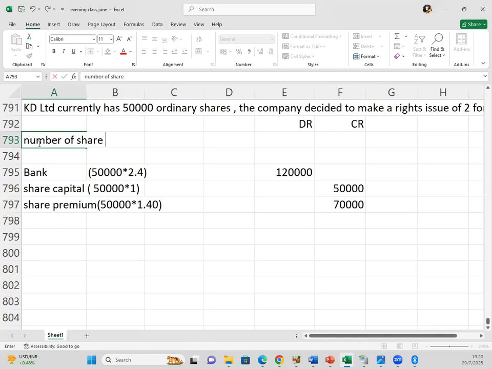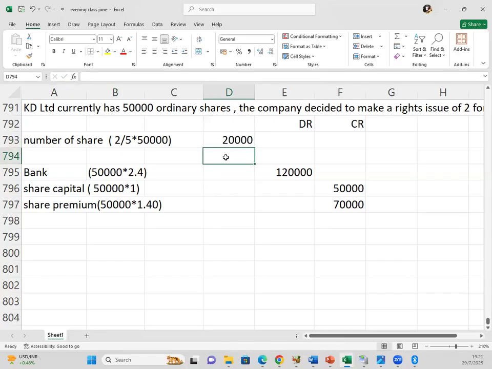How do we calculate the number of shares issued? They give you the ratio: 2 for every 5. That's 2 over 5 of the existing shares, which is 2 over 5 of 50,000, giving us 20,000. So 20,000 is the number of shares for the rights issue.